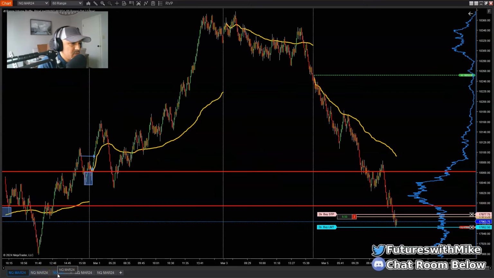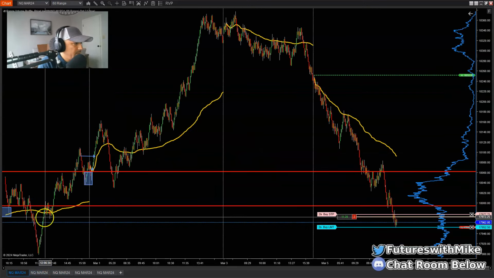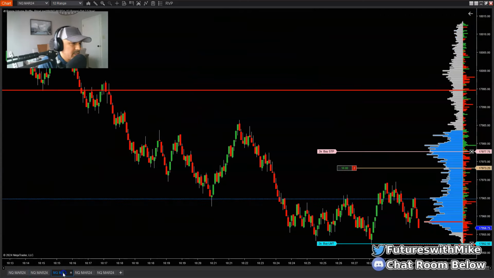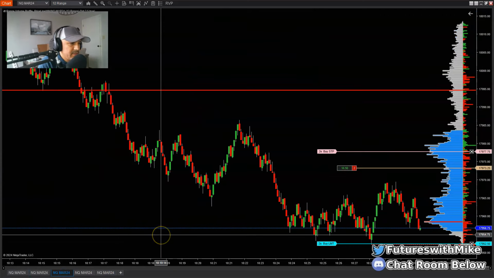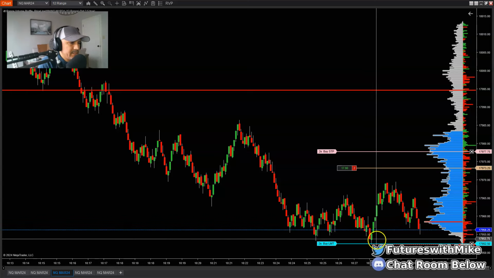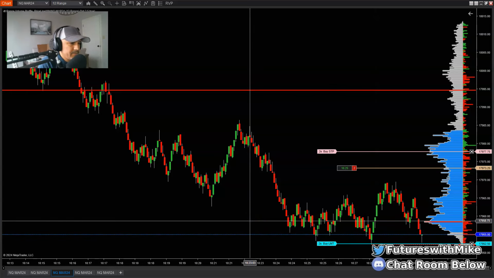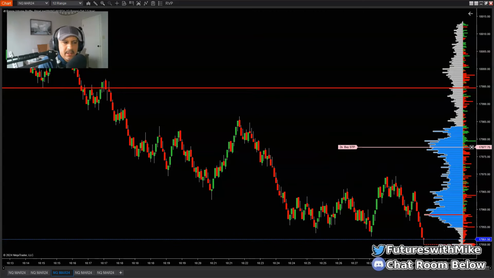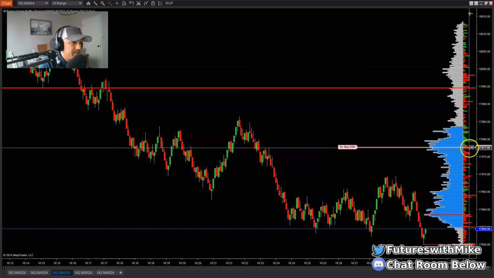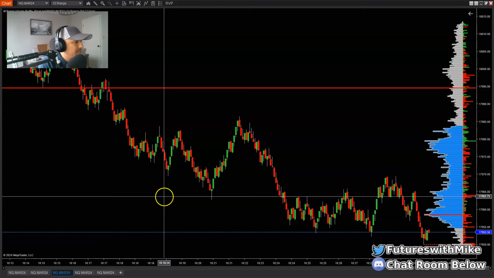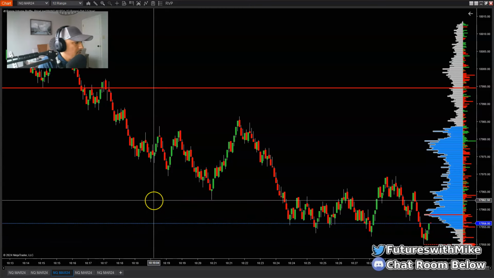I got to be mindful of what's going on the higher time frame as well. It broke through this area here. All right, so maybe we'll get the feel now, hopefully. It's coming back down here and testing the lows. Come on, baby. Push lower. Look at that. One tick away. Got filled. Thank you. All right, so that was a solid trade there.